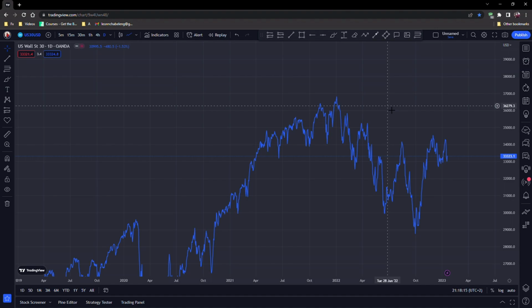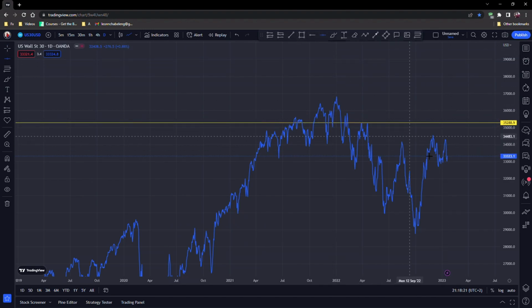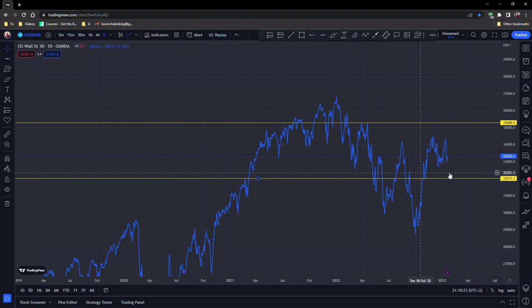Right now, we are looking at US30, and we are going to plot our weekly high and our weekly low. These are the areas where we expect the market to play within. This area right here, between the weekly high and the weekly low, is where we expect the market to play in.